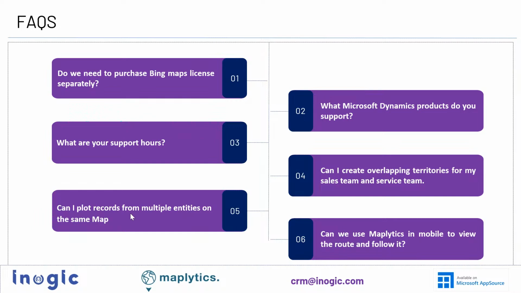Can I plot records for multiple entities on the same map? Yes, you can. I have shown you in the data source section, I had plotted accounts, but you can plot multiple entities. It could be leads, opportunities, just to have a view of everything at once. Can we use Maplytics on mobile to view the route and follow it? Yes. And I have shown you how we can do it, right?